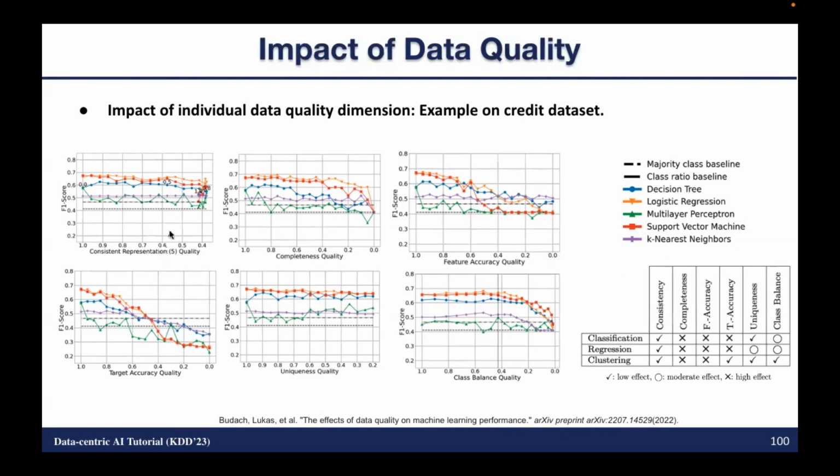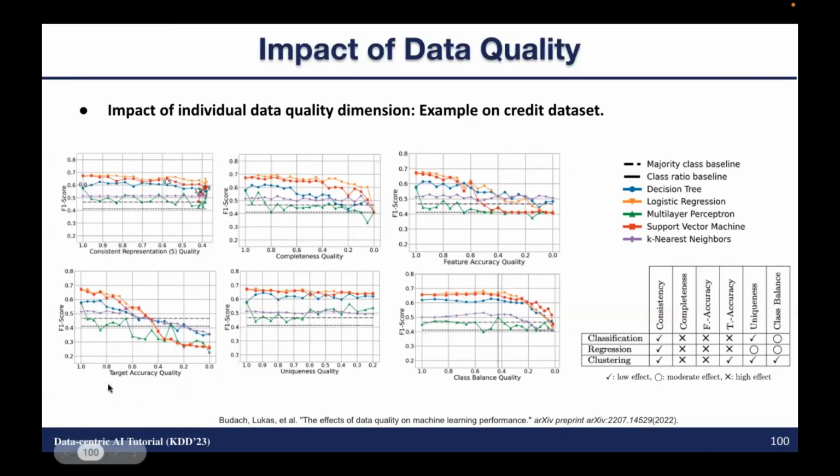And you can see upon these 6 methods, one of the most impactful is actually the completeness quality, because whenever the completeness quality becomes worse, the performance will drop drastically. But for uniqueness quality, if we have lower quality on the uniqueness, usually it is not going to impact training the machine learning model a lot.